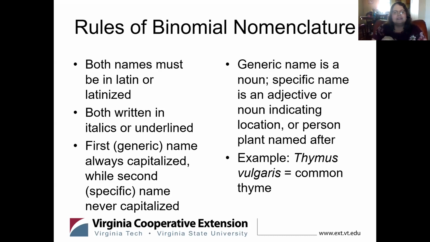So first is the generic name. Genus name is another term people use for that. It is always capitalized, so that is a big important thing to remember. And the species name is never capitalized. That is the second name that you see. The generic name commonly is a noun, and the species name is usually an adjective or a noun indicating a location or maybe the person that found it. So Thymus vulgaris, that is common thyme.